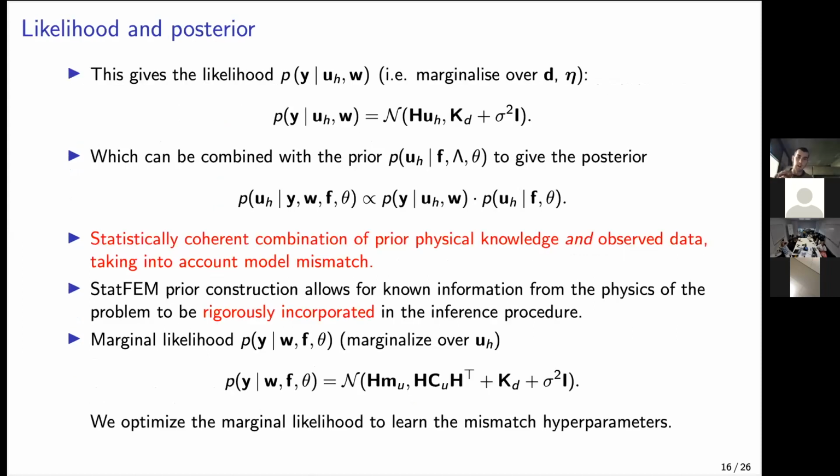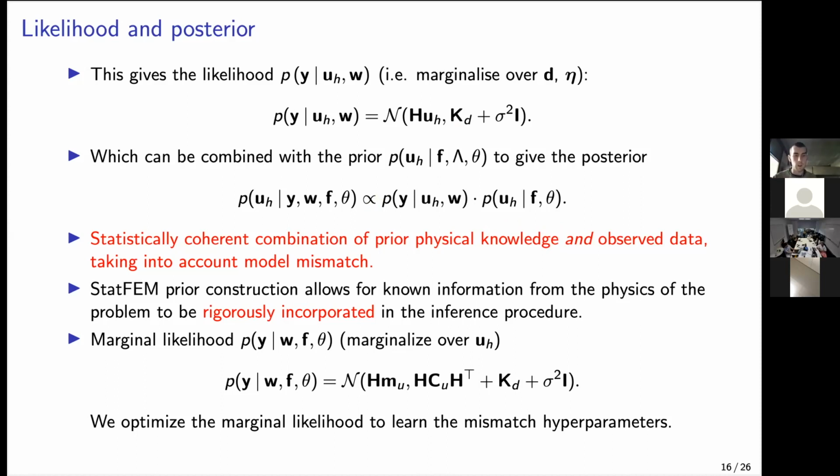Okay, so then we can write out our likelihood. Similar to what I was showing on the infinite dimensional slide, this is just a Gaussian with a mean of HU and a specified covariance of KD plus sigma squared I. So, a noise term and a functional mismatch term. And we can combine this with the prior. Recalling that our prior is given from our PDE, our statFEM prior measure, we get the posterior distribution here. And using the normal Bayesian handle, we can write this analytically, assuming that everything is Gaussian.